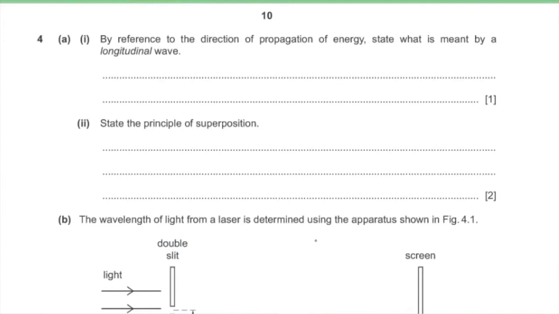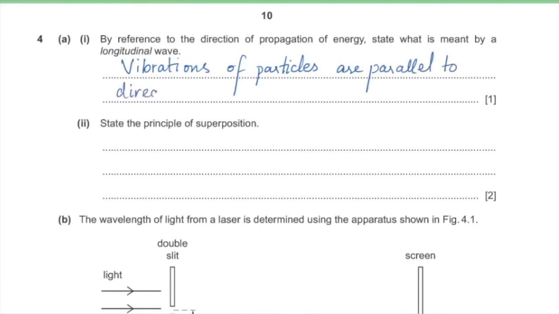Question number 4, part A1. By reference to the direction of propagation of energy, state what is meant by longitudinal wave. So a longitudinal wave has vibrations of particles parallel to the direction of energy propagation.